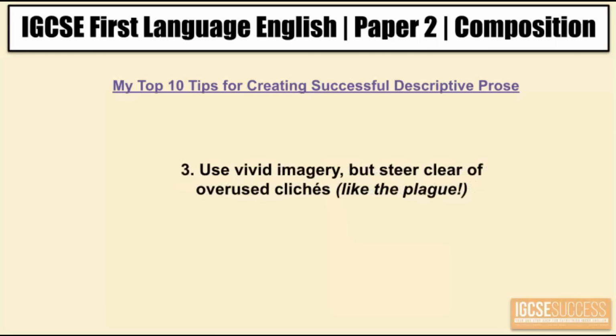Tip number 3, use vivid imagery, but steer clear of overused cliches like the plague. I hope someone appreciates that. Maybe it's just me. Now, it goes without saying that vivid imagery makes your writing more powerful, but it all comes down again to the right words.